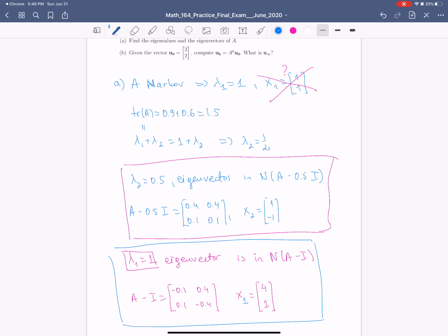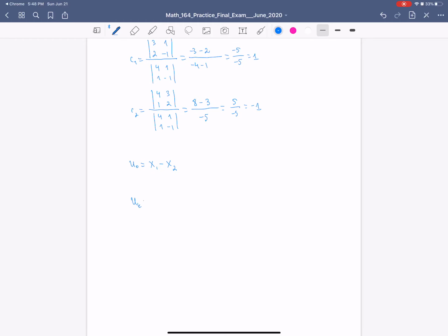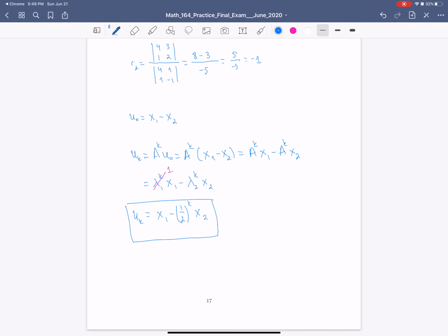All right, and now what is uk? Okay, so the vector u sub k is obtained by applying A to the k onto u naught, which is the same as applying A to the k onto x1 minus x2, which is A to the k x1 minus A to the k x2. Since x1 and x2 are eigenvectors, we get lambda 1 to the k x1 minus lambda 2 to the k x2. Now lambda 1 is equal to 1, so this whole thing is just 1, whereas lambda 2 is 1/2. So we have x1 minus 1/2 to the power k x2. So this is u sub k. We see that u sub k does depend on k. Okay, it's not constant.